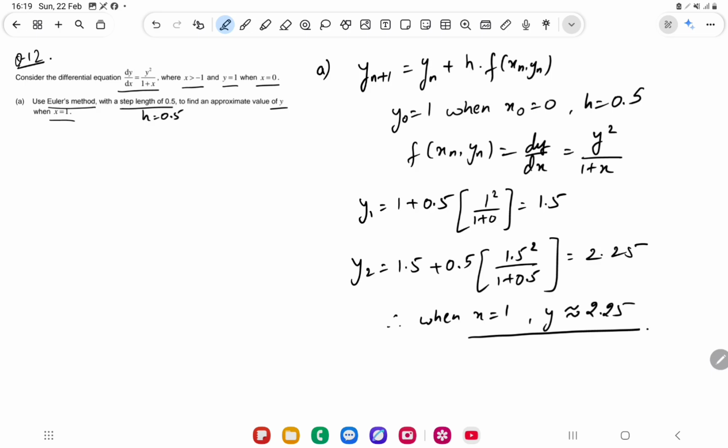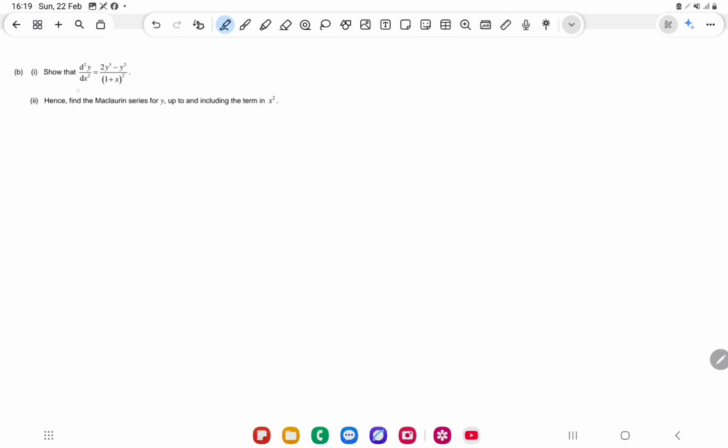And if you want to know how to solve this question using your calculator, you can see my previous video where I have solved another mock paper and I have shown and written every step of how to calculate it using GDC. Now in this part I have to show the double derivative.